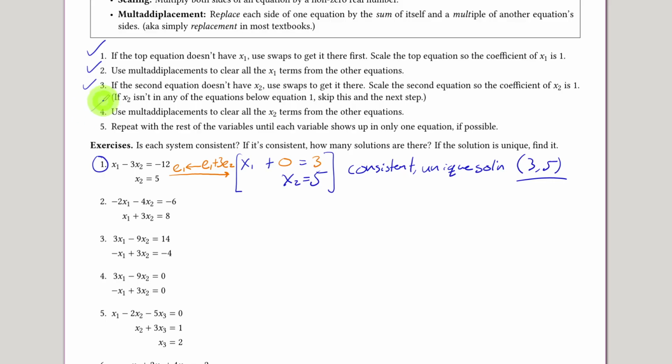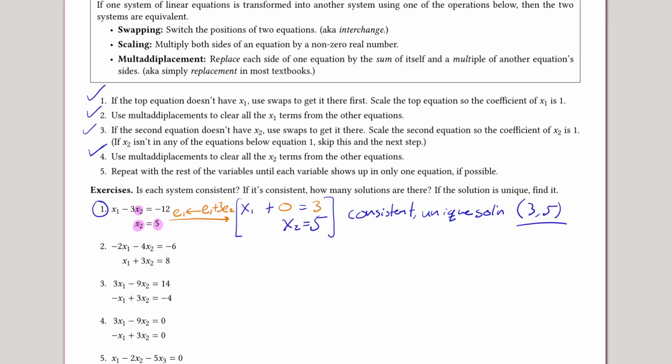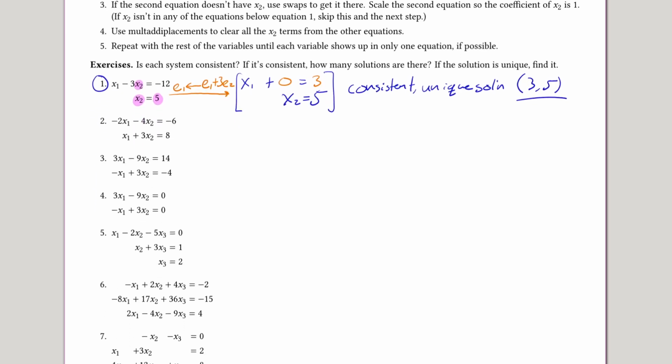So we followed the steps and we got there. Notice that we were essentially adding 15 to both sides of the first equation. That's the same thing you would get if you took this x2 and replaced it with 5. You would have x1 minus 15 here, and then you would add the 15 to both sides and still get x1 equals 3. So it gives you the same thing, but I want you to know how to do it using multiple replacement instead of substitution. Okay, so that's one of them.